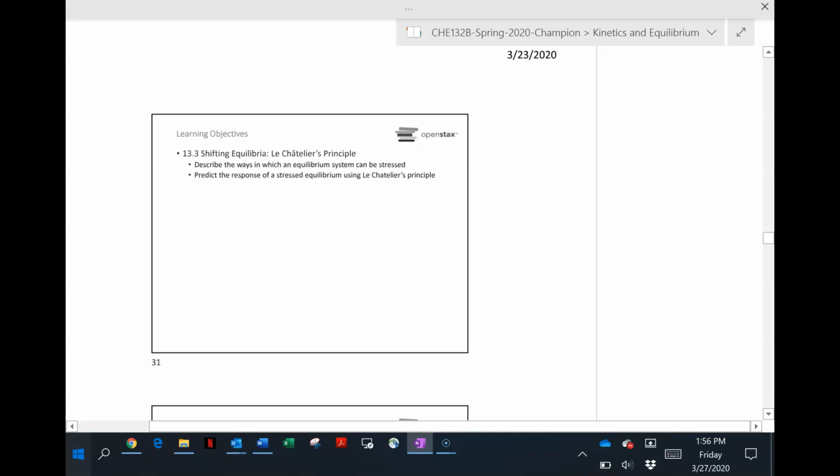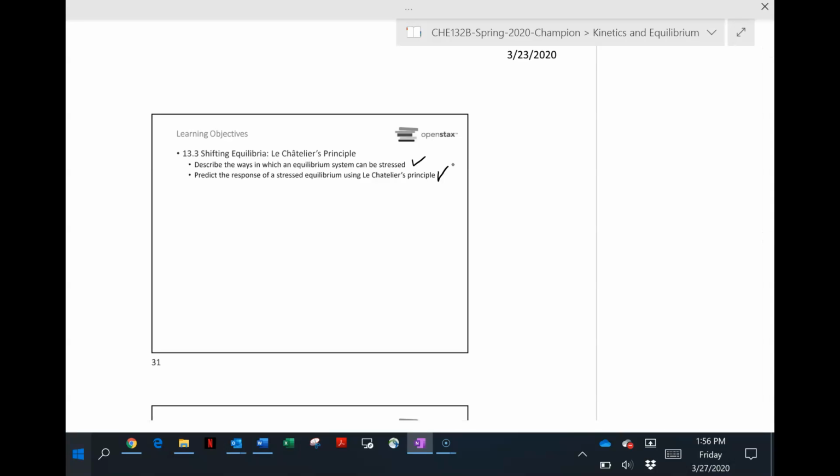Le Chatelier's principle is something that basically explains how equilibria respond to stresses. One of the first learning objectives is to figure out what the different ways are that we can stress equilibria, and then to be able to predict the response according to Le Chatelier's principle.